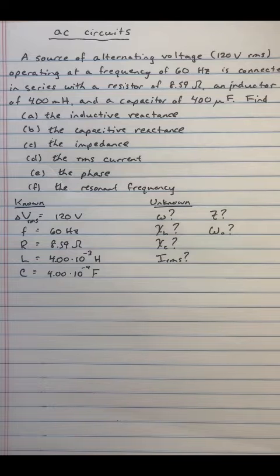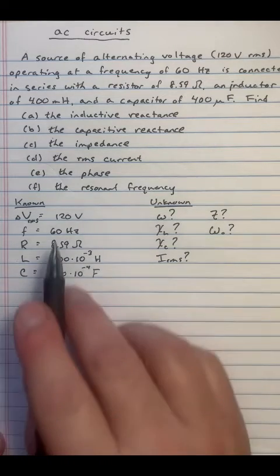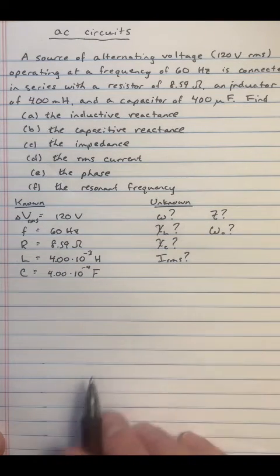What we want to find or determine is the inductive reactance, the capacitive reactance, the impedance, the RMS current, the phase angle or phase constant for the circuit, and finally the resonant frequency of the circuit, which isn't necessarily the same as the frequency that the voltage is being driven at. Those are not necessarily the same things. So let's begin. We've got our facts listed, our unknowns listed.